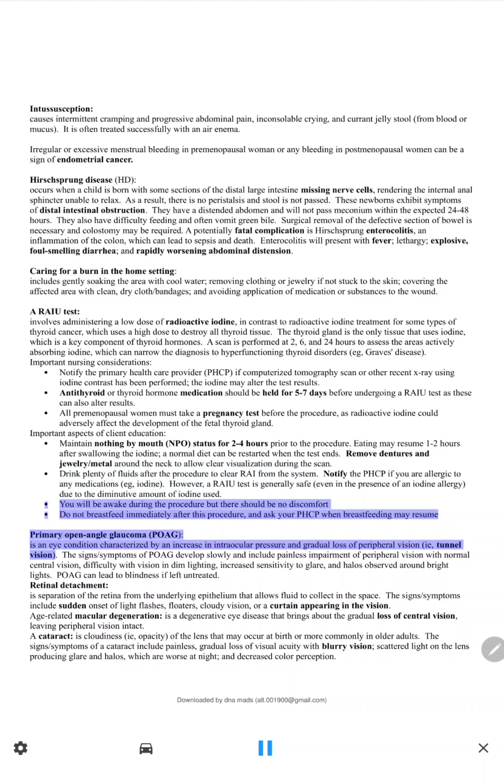Primary open-angle glaucoma, POAG, is an eye condition characterized by an increase in intraocular pressure and gradual loss of peripheral vision, i.e., tunnel vision. The signs, symptoms of POAG develop slowly and include painless impairment of peripheral vision with normal central vision, difficulty with vision in dim lighting, increased sensitivity to glare, and halos observed around bright lights. POAG can lead to blindness if left untreated.